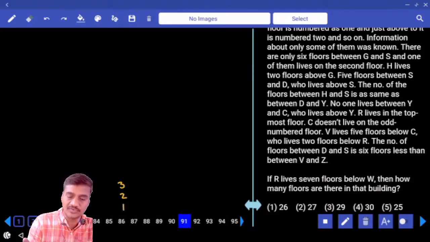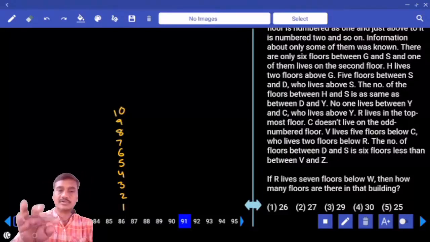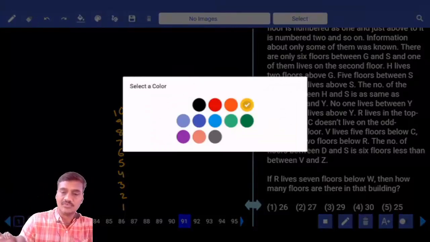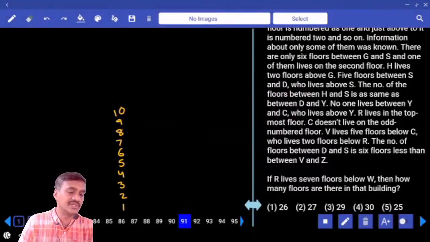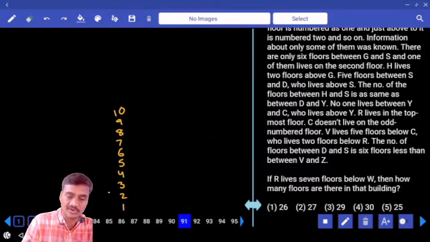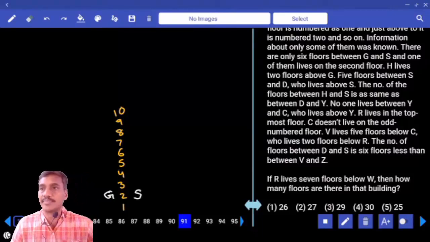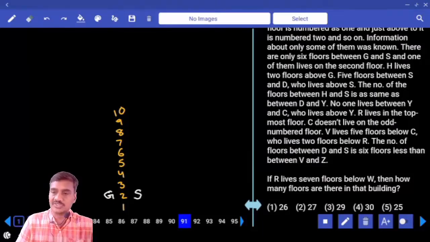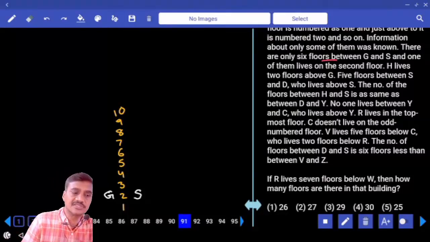1 2 3 4 5 6 7 8 9 10, and next one. Now first one: one of them living on the 2nd floor. Between G and S, one is living on the 2nd floor. Now let us take G on the 2nd floor and S on the 2nd floor. Two possibilities. If G is on the 2nd floor, there are only 6 floors between G and S. So S must be on the 9th floor.